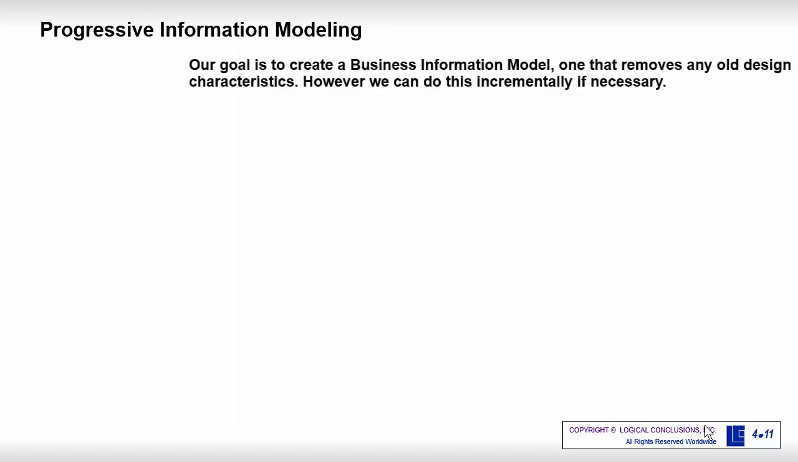I'd like to finish this overview section with a note about how we can go about the procedure of information analysis. I call it progressive information modeling. Our goal is to create a business information specification, one that removes any old design characteristics. However, we can do this incrementally if necessary. I recommend we evaluate the need for intermediate information models on an event-by-event basis, and in a large organization, maybe also on a business area by business area basis.